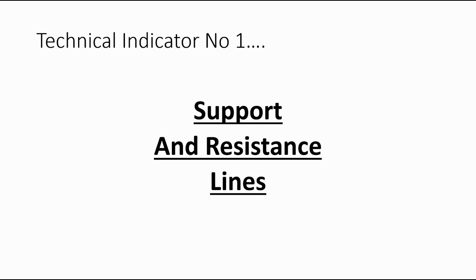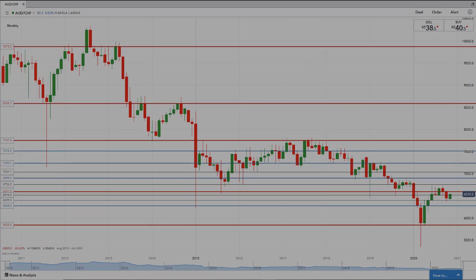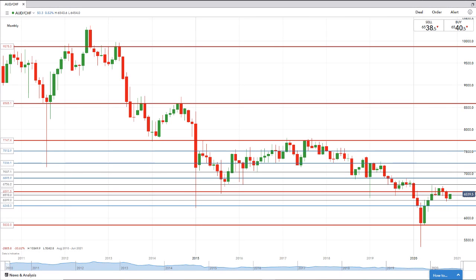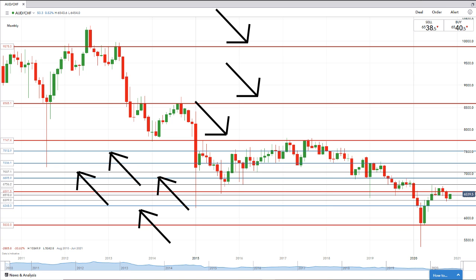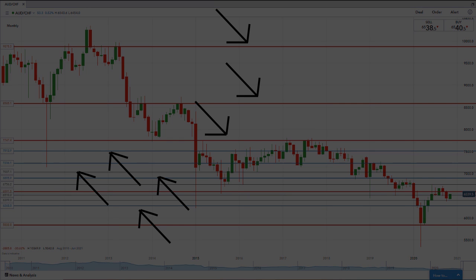So technical indicator number 1 is simply support and resistance lines. So when I trade, part of my initial analysis is to draw what I like to call heavy, medium and light support and resistance lines. The heavy are color-coded red and represent major support and resistance on the monthly chart. The medium are blue and represent support and resistance on the weekly chart. And the light support and resistance lines are black and represent support and resistance on the daily chart.